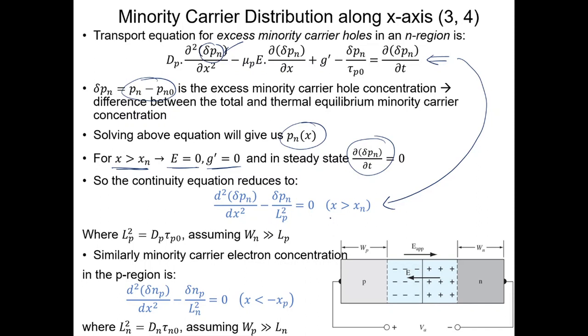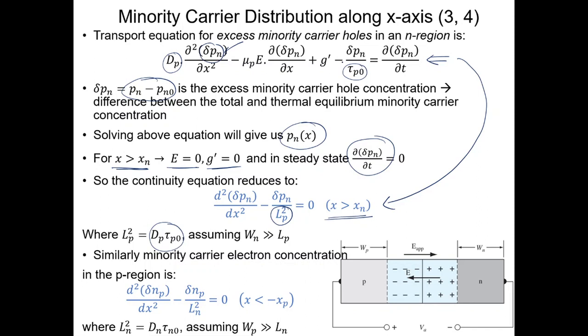And now this equation is valid for x greater than xn. Similarly, we will also solve another equation for electrons, which will be for x less than minus xp. We rearrange this, so here Lp square is nothing but Dp times tau p. So we got this Dp here and we got the tau p here.